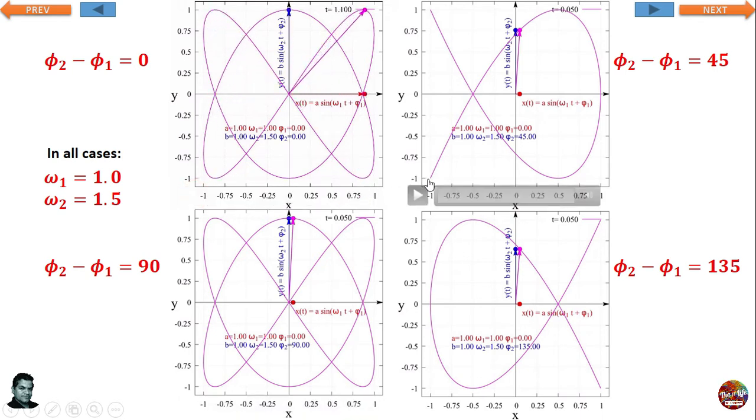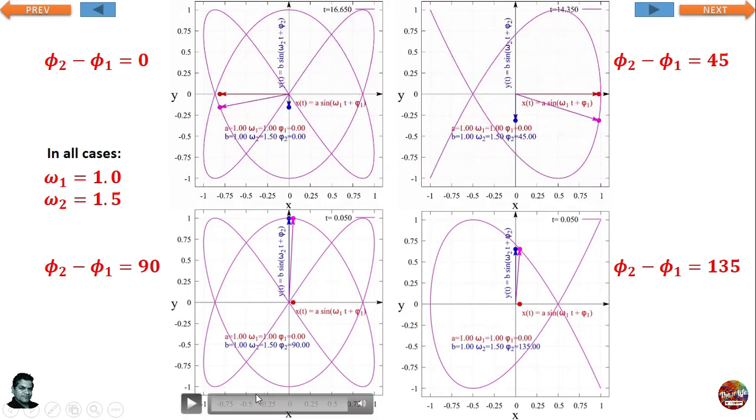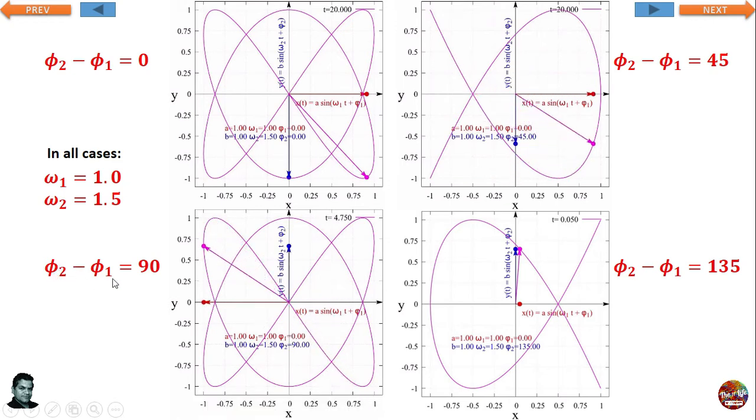Similarly, for the case of phase difference to be pi by 4 and angular frequency is 1 and 1.5, the Lissajous figure looks like this. And similarly, this is another case of phase difference equal to 90 degrees, and this is the case when the phase difference is 135 degrees.